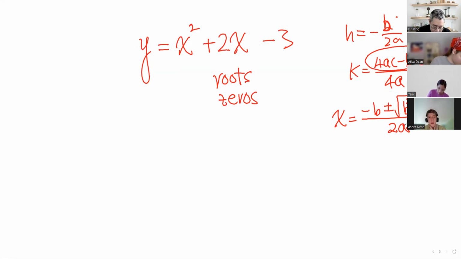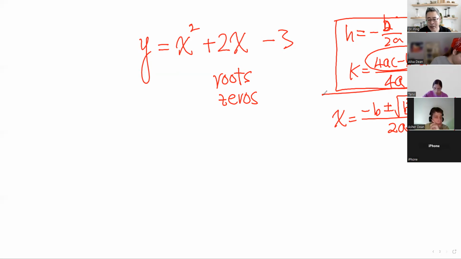So are we supposed to find the x and the y? We find the h and k, and also find the x-intercept point. So basically, you have to use two formulas: the quadratic vertex formula and the quadratic formula.